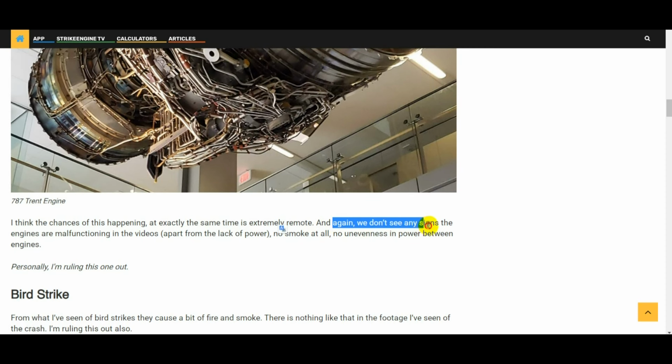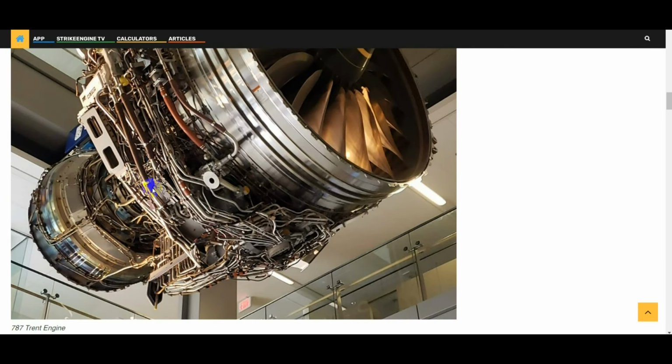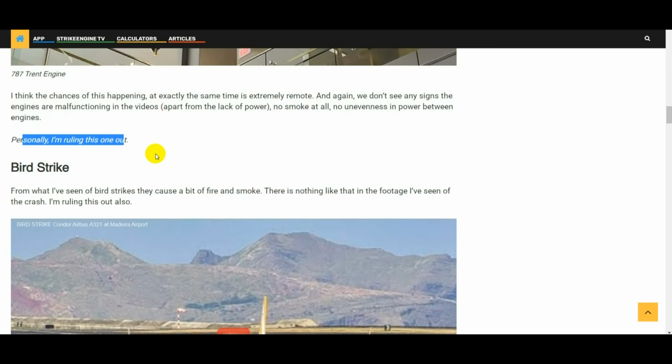And again, we don't see any signs that the engines are malfunctioning in the videos, obviously apart from the apparent lack of power that they're producing. There's no smoke at all. It doesn't appear to be any unevenness in the power between the engines. So personally, I'm ruling out the twin engine failure, something going wrong in these engines. Bird strike, probably not a big one.